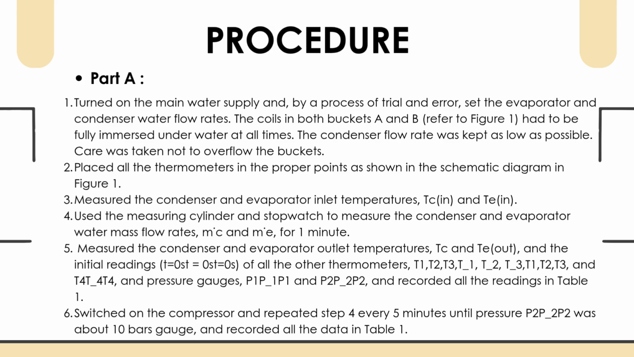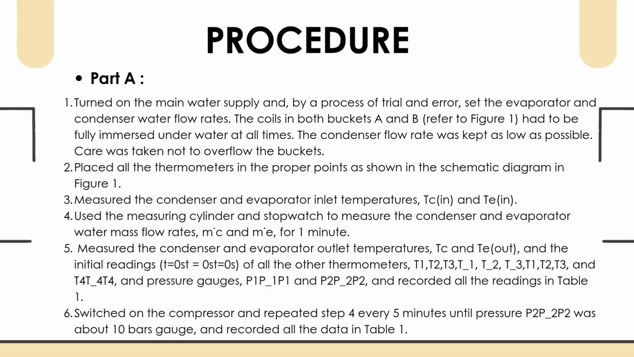For this experiment, we have two parts, part A and part B. For part A, firstly, we turn on the main water supply and, by a process of trial and error, set the evaporator and condenser water flow rates. The coil in both buckets A and B had to be fully immersed under water at all times. The condenser flow rate was kept as low as possible. Care was taken not to overflow the buckets.